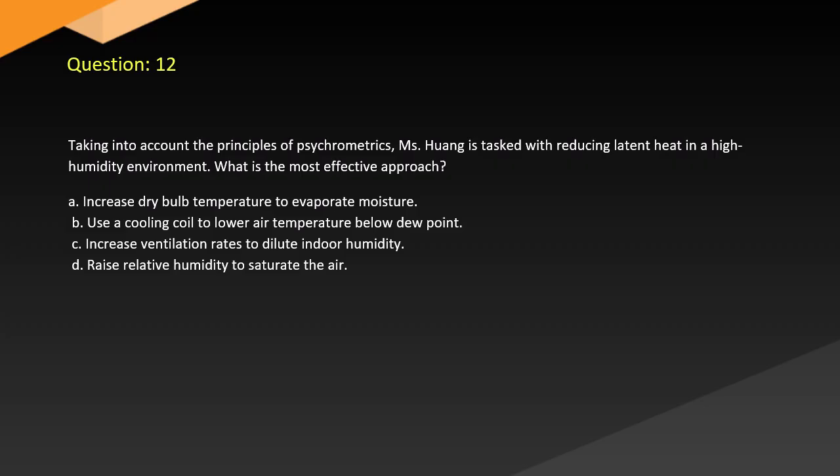Question 12. Taking into account the principles of psychrometrics, Huang is tasked with reducing latent heat in a high humidity environment. What is the most effective approach here? A. Increase dry bulb temperature to evaporate moisture. B. Use a cooling coil to lower air temperature below dew point. C. Increase ventilation rates to dilute indoor humidity. D. Raise relative humidity to saturate the air.